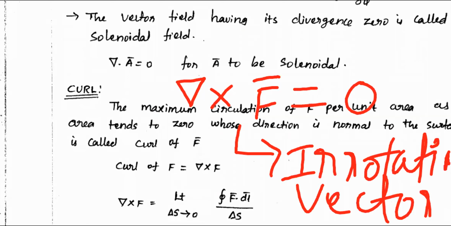You take some vector and you apply the curl operator, del cross F. If your answer is 0, that particular vector is called an irrotational vector.